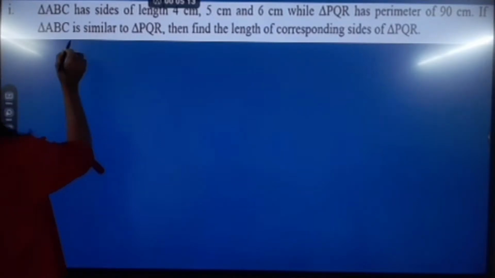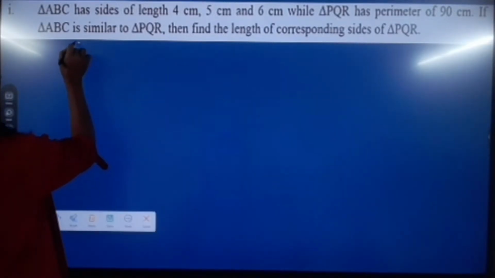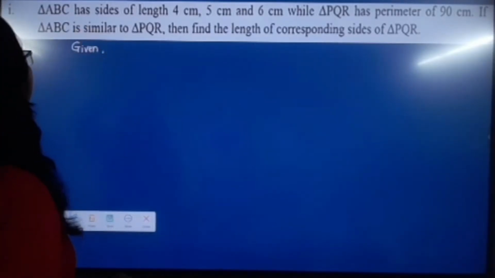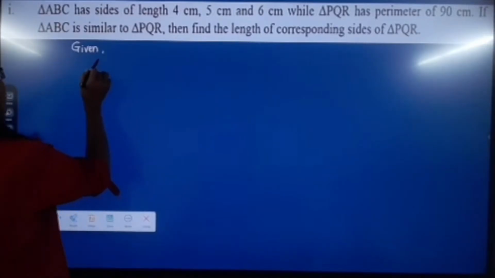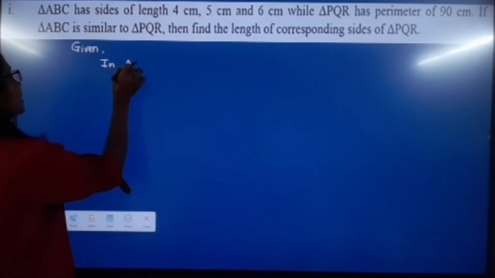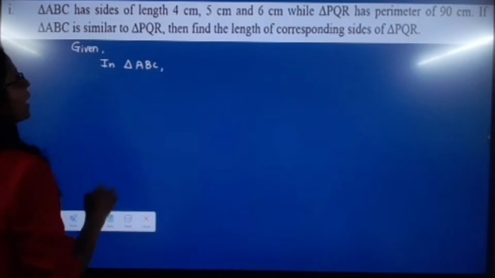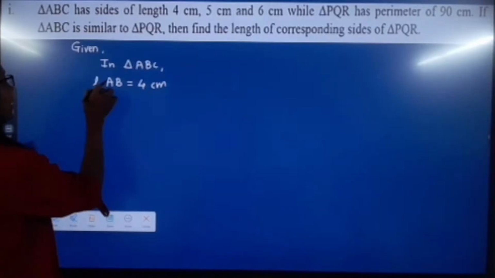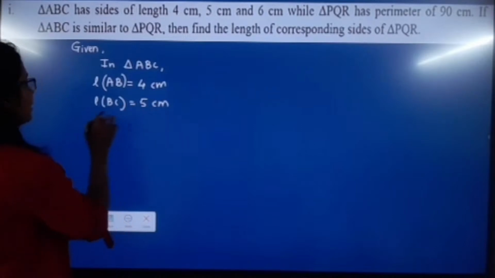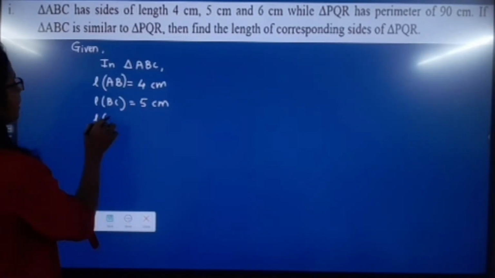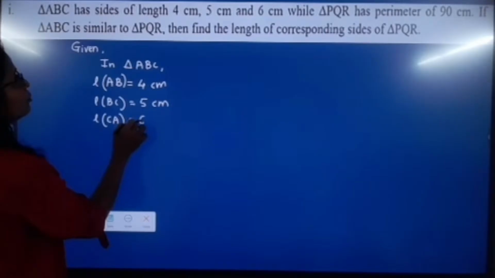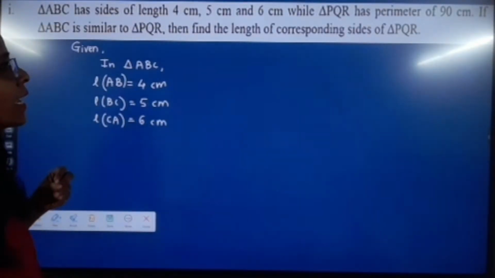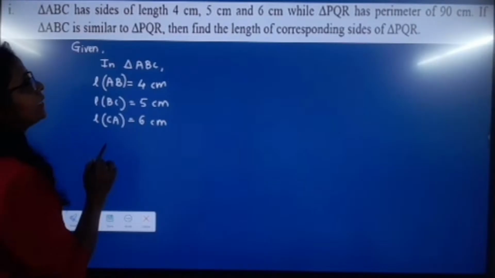So here given is that in triangle ABC there are three sides. So I write down length of AB is equal to 4 centimeter. Length of BC is equal to 5 centimeter. Length of CA is equal to 6 centimeter. Okay. And while triangle PQR has perimeter of 90 centimeter.